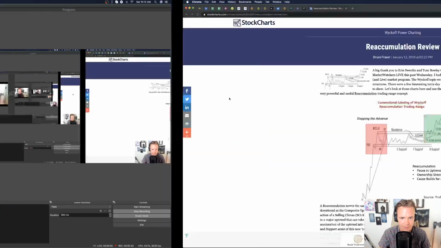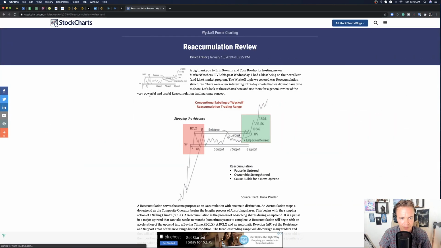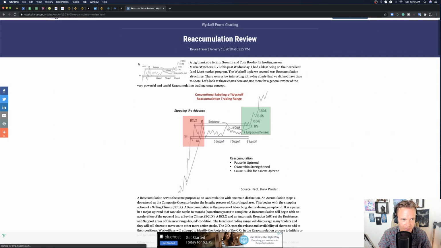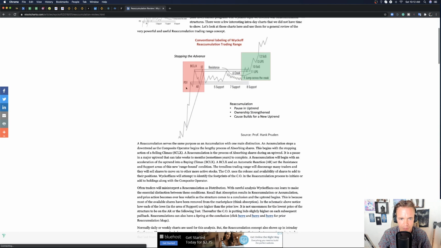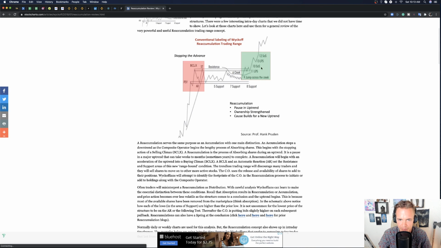So we're just going to dive right into this, and we're going to start off by taking a look at Bitcoin. That's going to be the easiest way to do this. So let's go. Okay, so I want you guys to take a look at this here. A nice little write-up by StockCharts called the Reaccumulation Review. But more importantly, what I want you to take a look at here is the movement between the top of the box, the bottom of the box, this creek, and the break above the creek, which is usually around either the 21 or 50-day moving average.